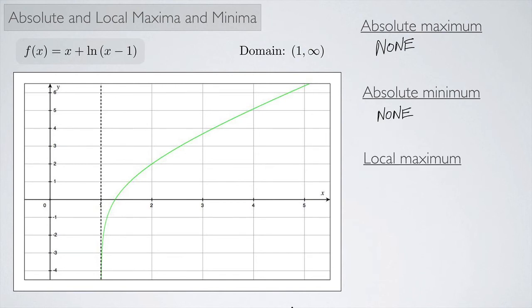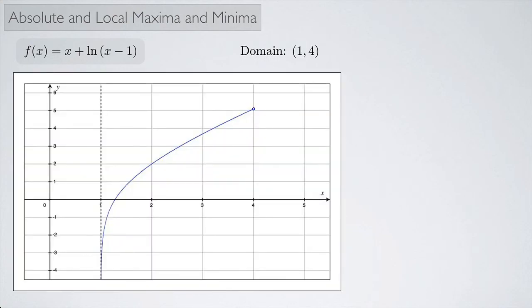All right. How about a local maximum? Well, there's no place on here that I see that looks like a maximum. Nope, we don't have any of those. How about a local minimum? Again, nope, nothing there. So in this case, we don't have any absolute or local maxima or minima.